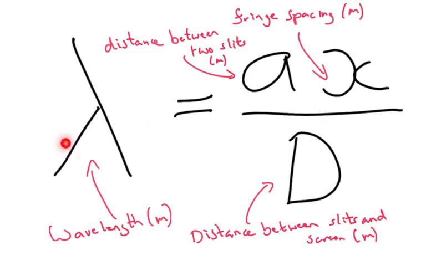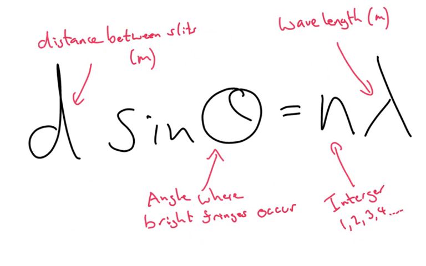Wavelength, which is measured in meters, is equal to the distance between the two slits, also measured in meters, times by the fringe spacing, measured in meters, divided by the distance between the slits and the source, also measured in meters. The distance between the slits, d, is measured in meters, with the angle where the bright fringes occur. n is an integer, which means a whole number value between 1, 2, 3, 4, etc. And we've got lambda here, which is wavelength measured in meters.